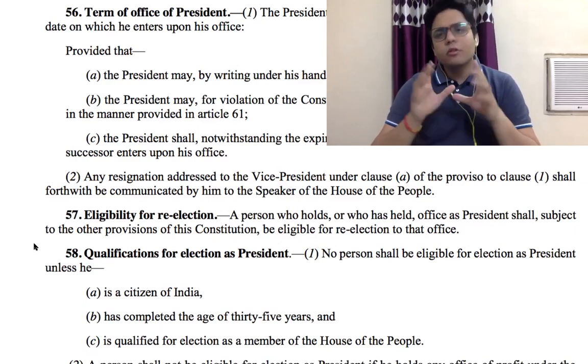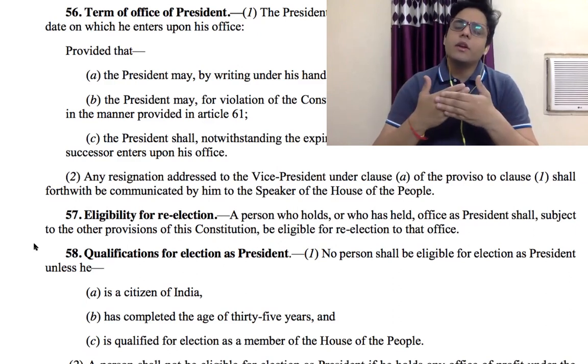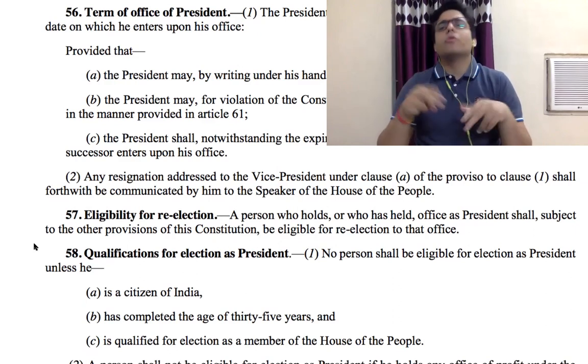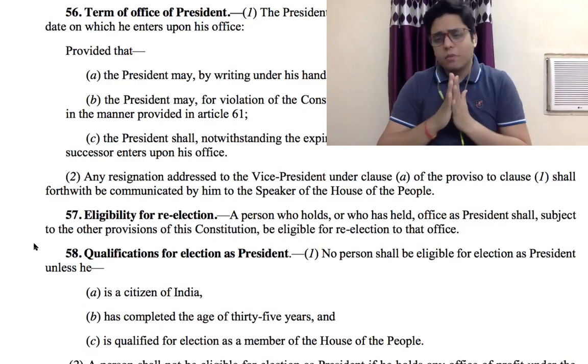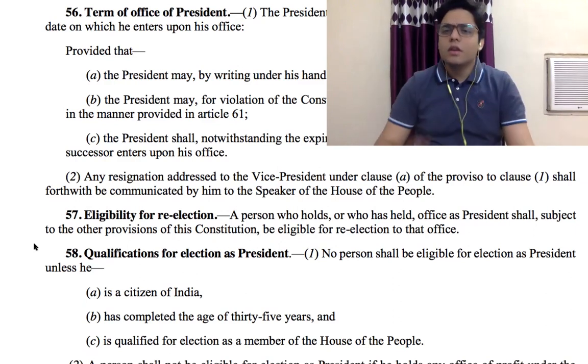There is no actual bar, but a convention has come into being by long exercise that no person should be appointed more than 2 times. Okay, this is a convention. There is no explicit bar in the constitution, but this is a convention which has arisen by the exercise of the powers.